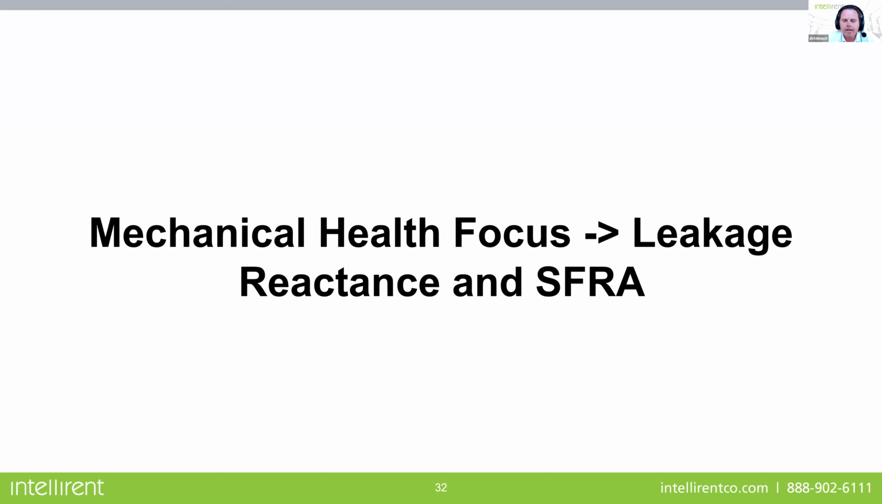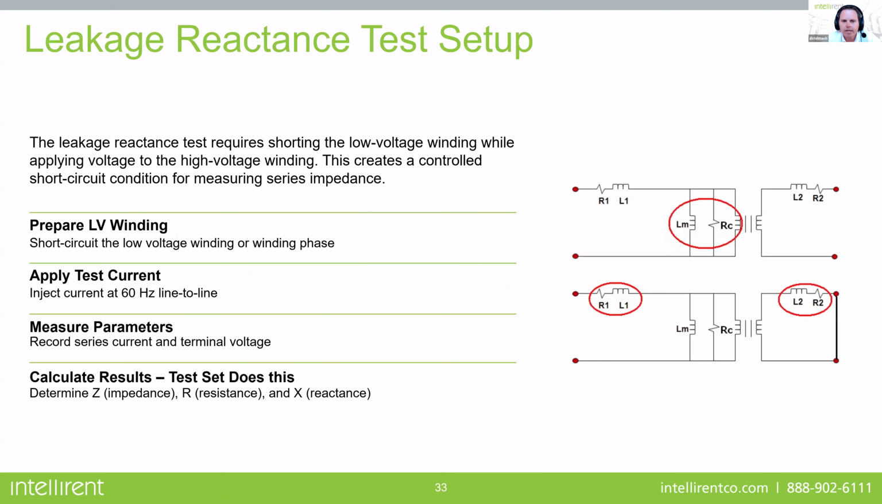So leakage reactance is a really, really good test to try to find if a winding has shifted inside or out, like a through fault, something pushed that winding out. And leakage reactance is called a short circuit test. Unlike an open circuit test, a short circuit is where we short the low side of a transformer. And what that does is, because in this circuit here that I showed previously, that core is such a high impedance.